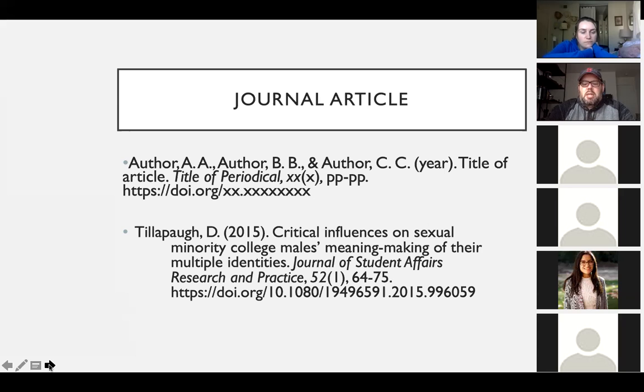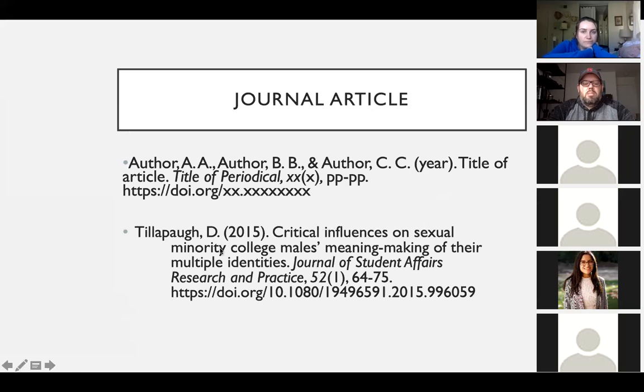As you can see down here in the example, this is an article that I published in 2015. It's from the Journal of Student Affairs Research and Practice, volume 52, issue number 1, and it falls on pages 64 to 75. The article title is Critical Influences on Sexual Minority College Males' Meaning Making of Their Multiple Identities. And the DOI, if you copied and pasted this link, would take you to that journal's website and specifically to this article for you to be able to download.